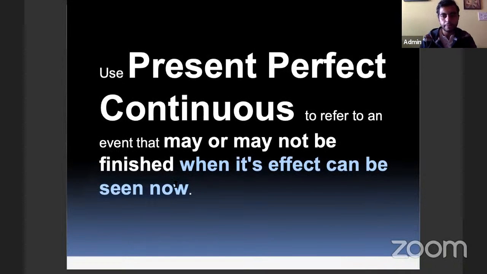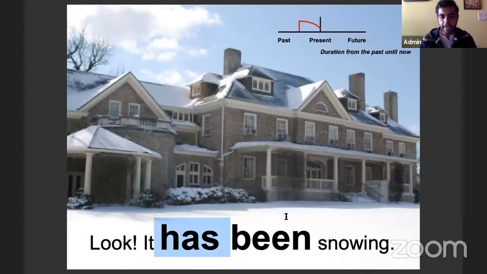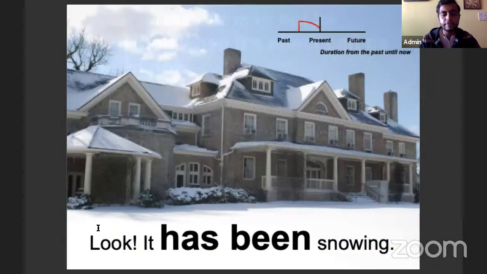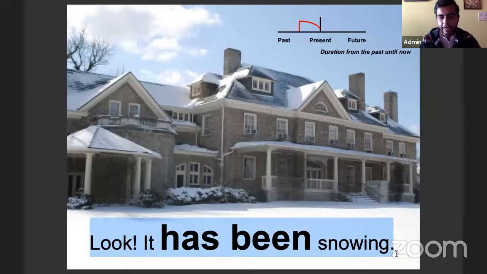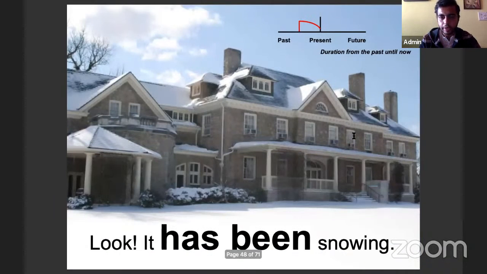Okay, let's unclutter this. Look, it has been snowing. So you are seeing the effect of snowing, like snow on the roads and everything, in the present. But you cannot say for certain from this sentence whether it has finished snowing already or not. It might have stopped. It might still be continuing.